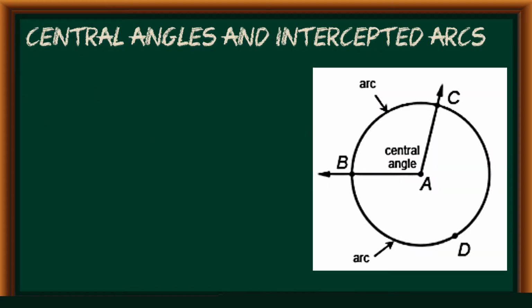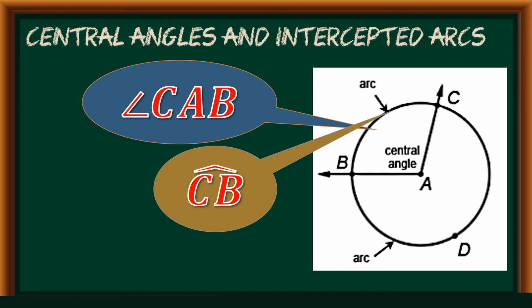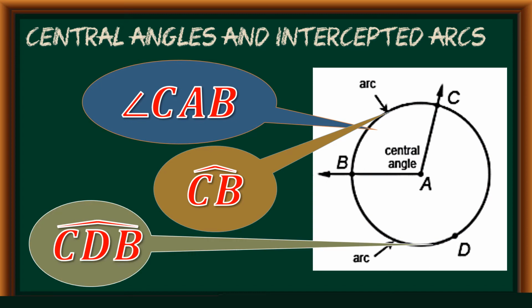Now, let us go to another illustration. We have the central angle CAB, and we have arc CB as its intercepted arc. Also, we have arc CDB, the longer one, as an intercepted arc. Basically, it is any arc formed by the two endpoints of our central angle. Those are the intercepted arcs.